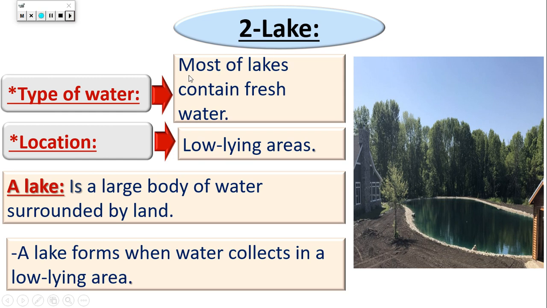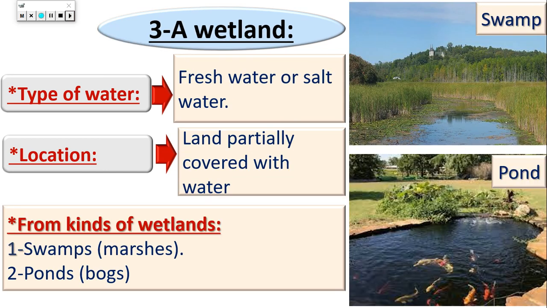Number two, lake. Most lakes contain fresh water, and lakes often form in low-lying areas. The location is a low-lying area. When there is a low area, the rain water collects in it, forming the lake. As we said before in concept 1, a lake is a water body that's surrounded by land.